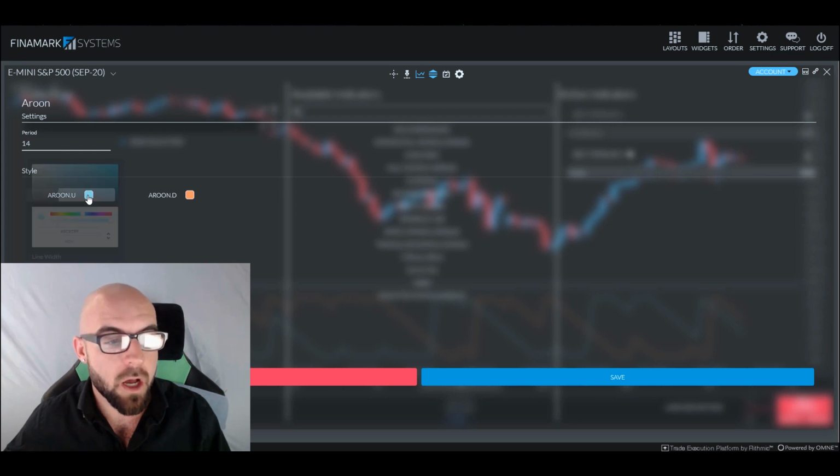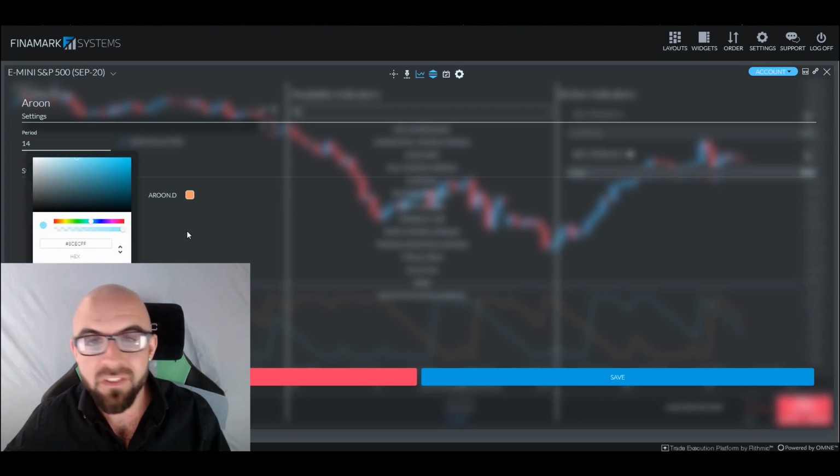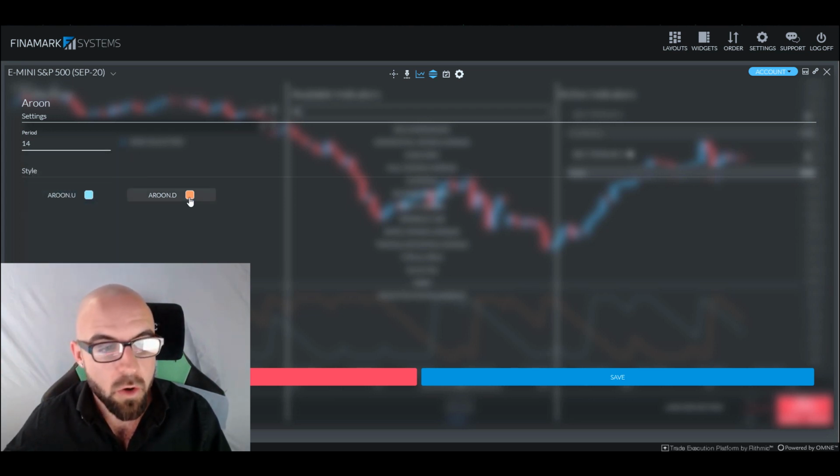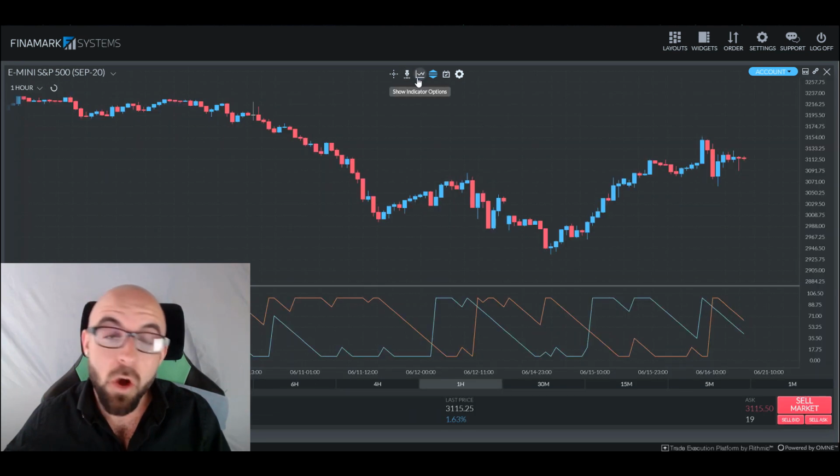And then we have the Aroon up, which is currently set to blue. I can shift this to any color on the color spectrum. Or the Aroon downline, same thing. If I don't like this orangey peach color, I can change that as well. I'm not going to do any of that today, so I'm going to go ahead and close out. But after you change any of this, make sure you hit this blue save button.